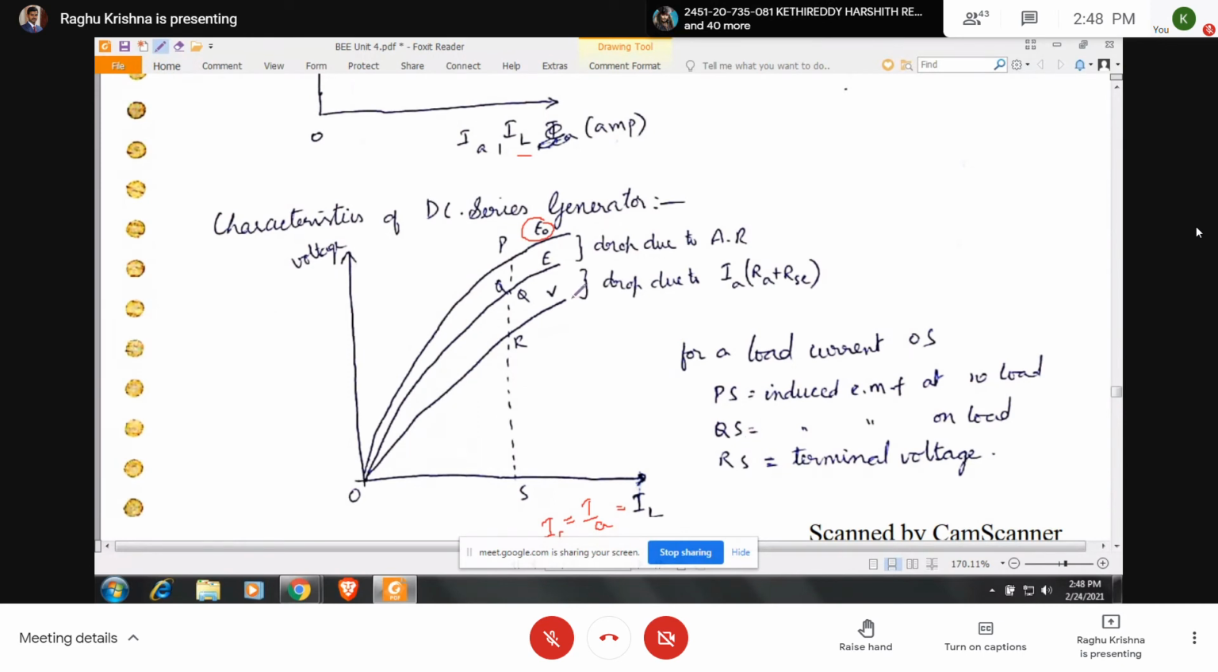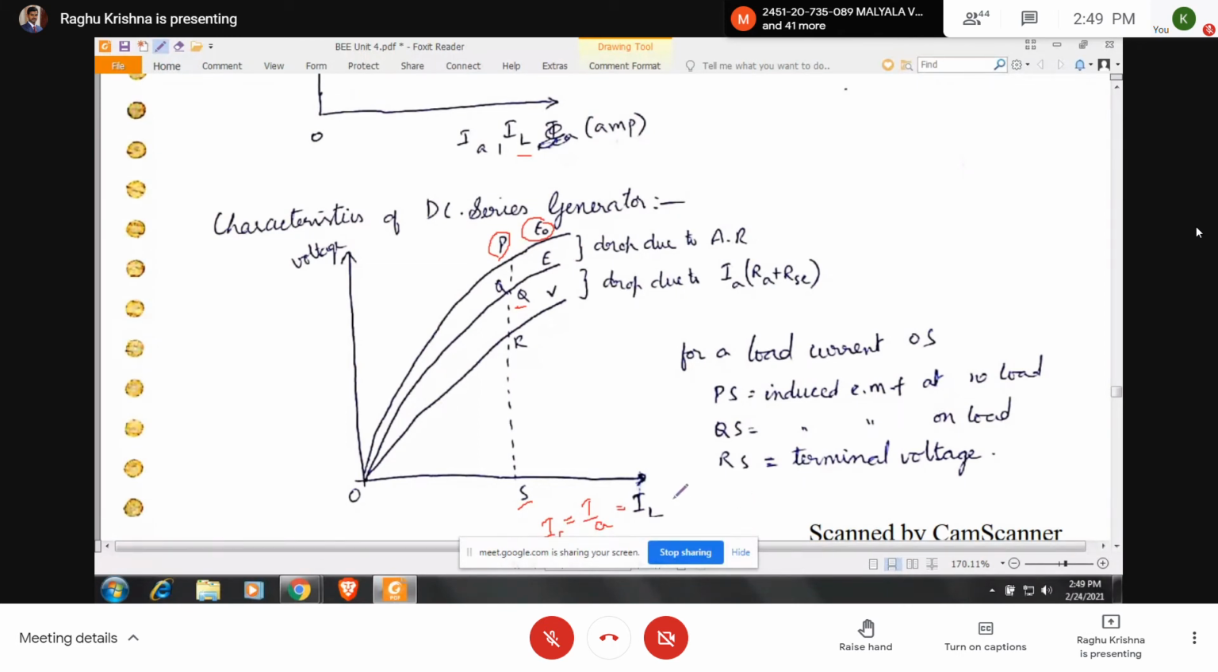Here, you can see PS. What is PS here? From P to S. PS is the induced EMF at no load. QS is the induced EMF on load.